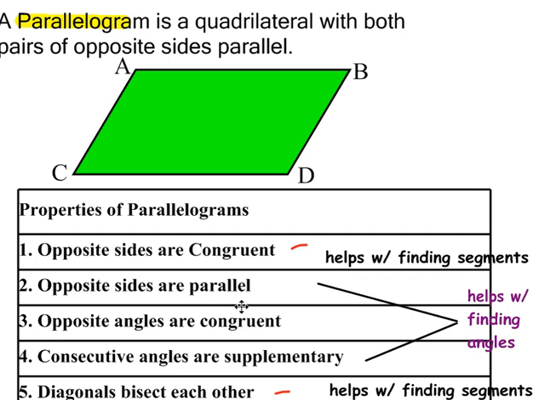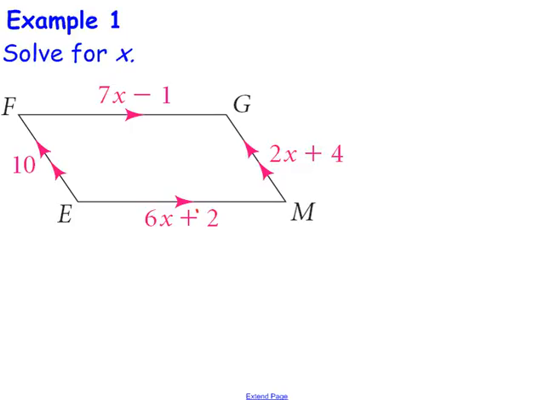And yes, even property 2 helps with finding angles because property 2 helps with finding alternate interior angles and same side interior angles. Okay, I digress. Moving on. So today we're only dealing with property 1 and property 5 because those are the ones that deal with segments. Here is example 1.